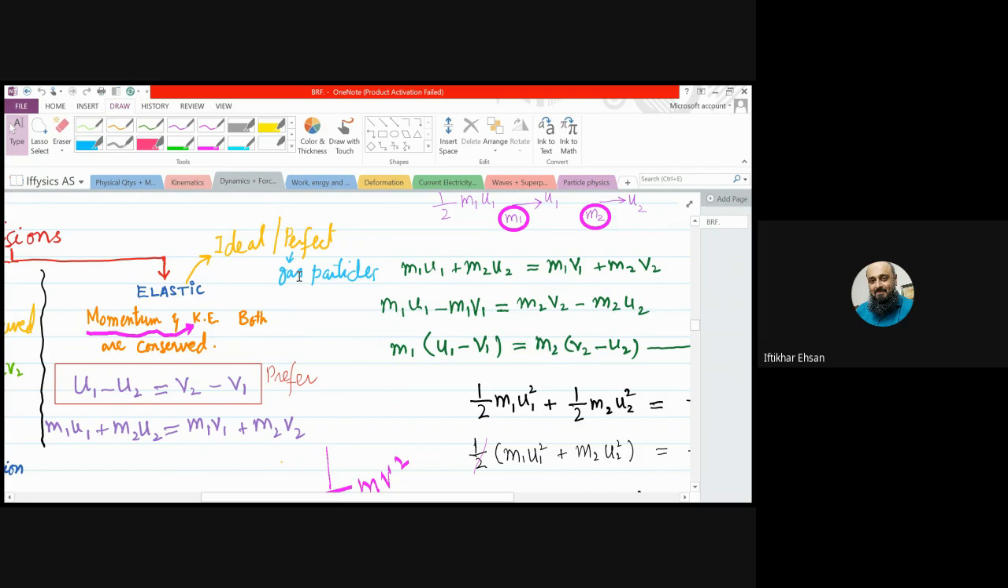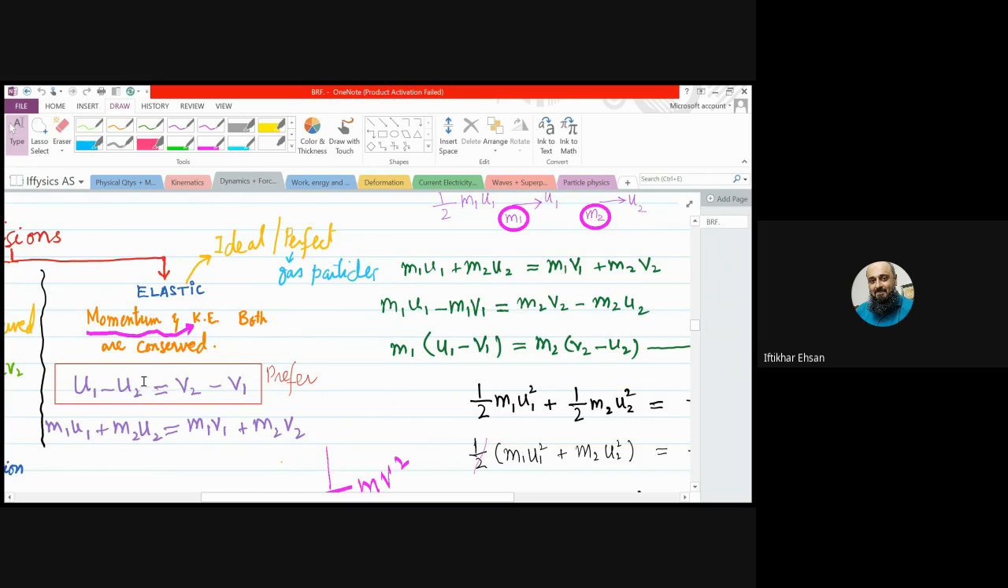Right, beta? So how do you define elastic collision? Such a collision in which both momentum and kinetic energy are conserved. And whenever we have an elastic collision, we will use two formulas. The one is the same, conservation of momentum: m1u1 plus m2u2 is equal to m1v1 plus m2v2. But the other formula is a very cute one: u1 minus u2 is equal to v2 minus v1.